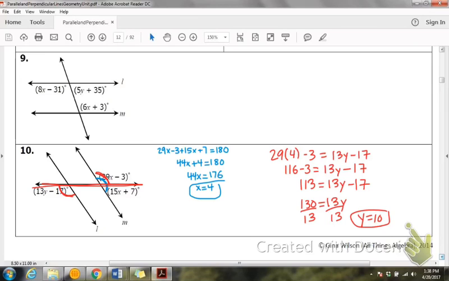You got to figure out what kind of angles they are, and then what is their relationship? Are they equal to each other, or do they make 180? That's what your job is to figure out, okay?